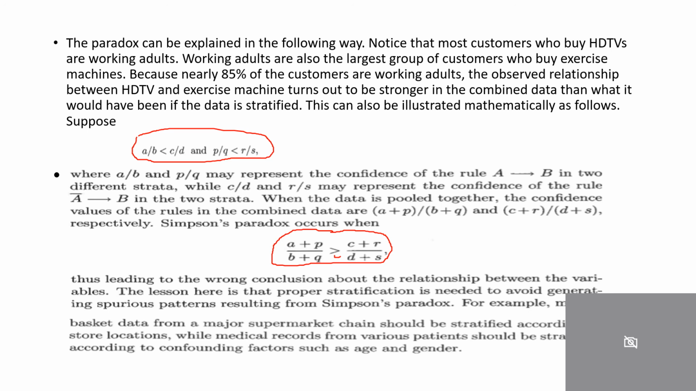So the major logic behind Simpson's paradox is that the relationship between the variables in the combined data is different, and if you divide the data further, if you go deeper into the data, the relationship might get completely reversed. So you have to be careful while analyzing the data. This phenomenon is called Simpson's paradox. So this completes the topic on Simpson's paradox.